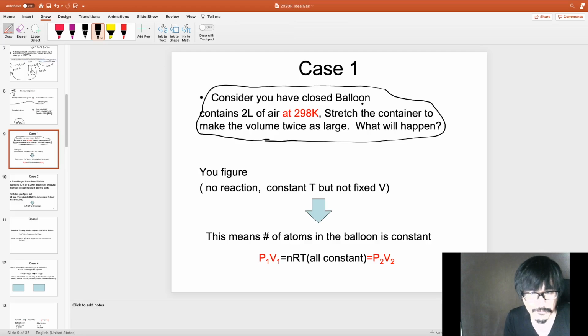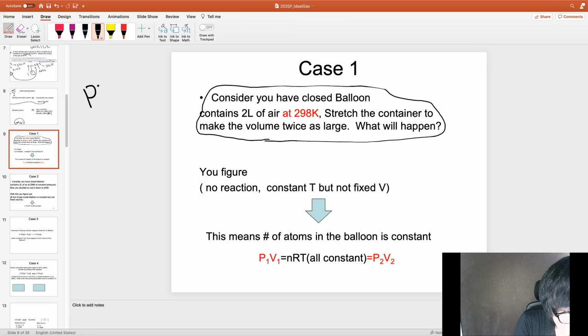Stretch the container to make the volume twice as large. So now the volume is 4 liters. What's happening there? For this particular case, I assume that the temperature is constant. Temperature is constant, volume is changing. The number of mole is not changing because there is no mention of chemical reactions. So no reactions, constant T, but not fixed volume.